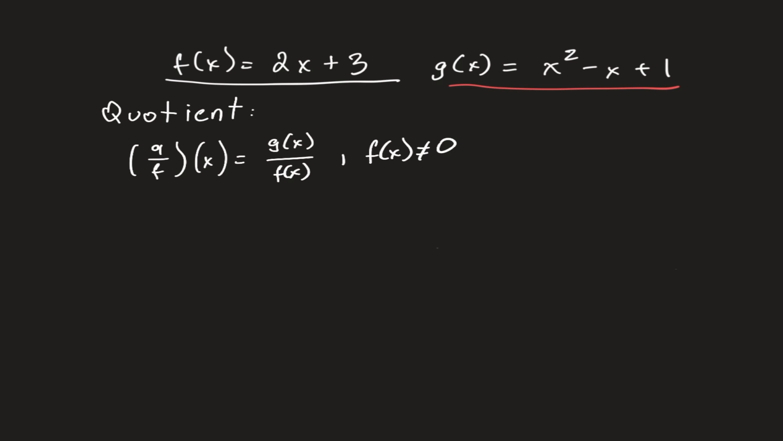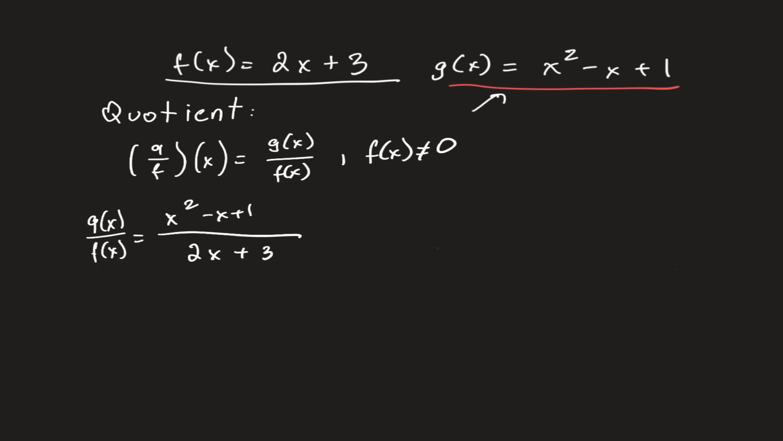And it's good practice to name the values that x cannot be in the denominator, which is obviously easier to do for f of x than g of x, which is why I switched it around. So we're going to take g of x, which again is this function here, x squared minus x plus 1, and divide it by 2x plus 3. And that is pretty much it, except we want to name what values x cannot equal.